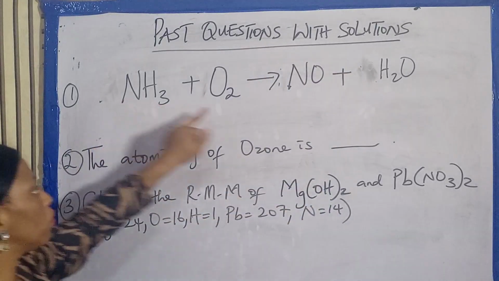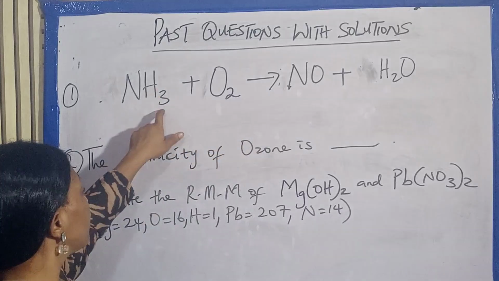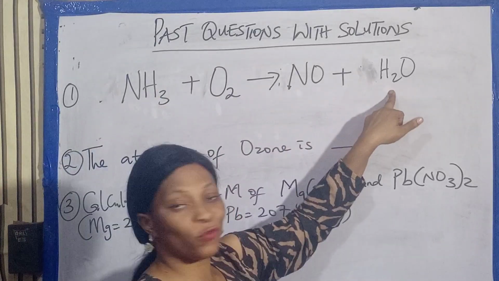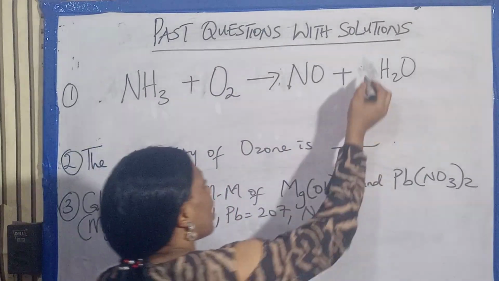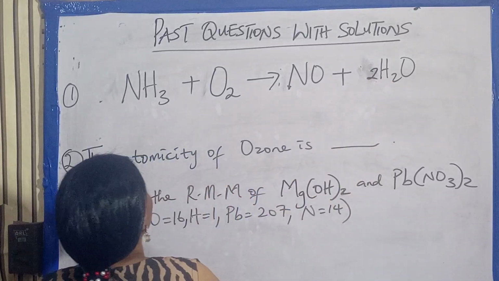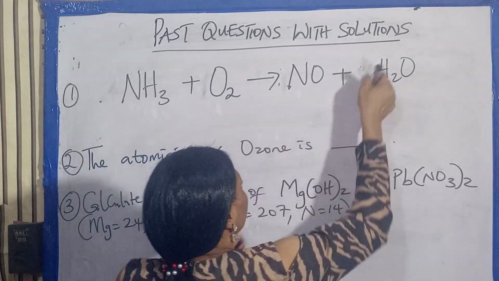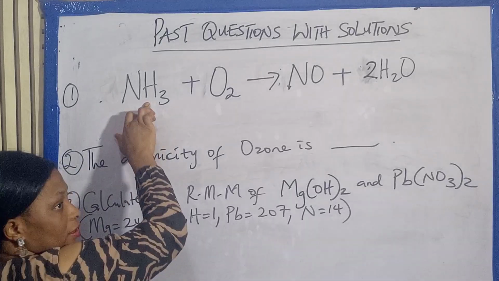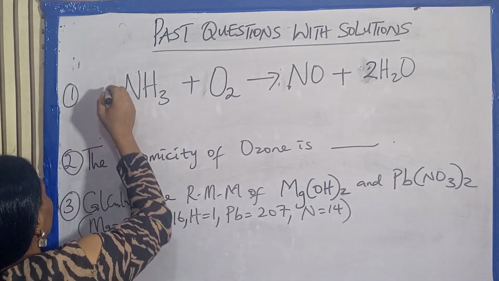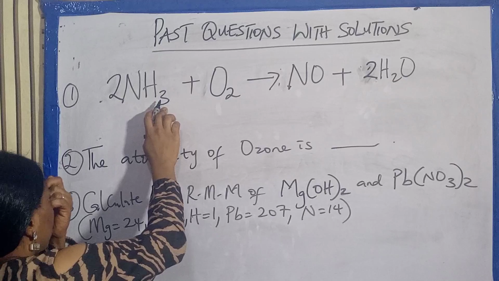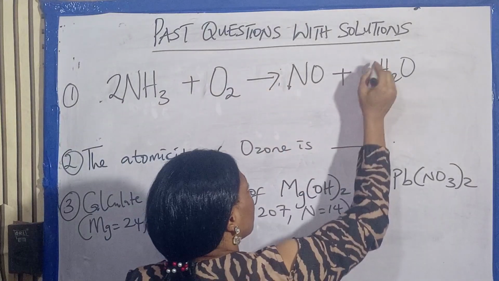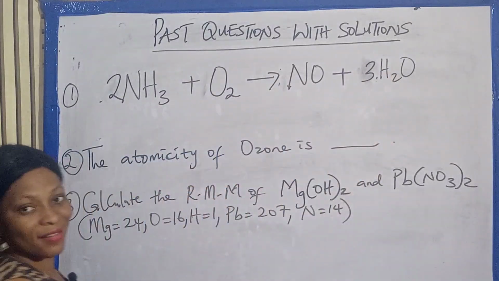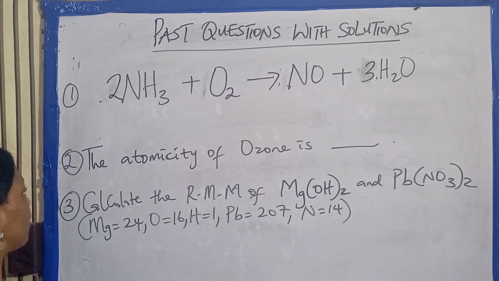Now, nitrogen is 1, nitrogen is 1. Hydrogen is 3, hydrogen is 2. So what do we do? Let's say we add 2 here. Then if we add 2 here, it will be 2 times 2, 4. Then hydrogen here is 3, it's still not balanced. So if we add 2 here, 2 times 3 is 6. So let's add 3 here so that it will be 6. 3 times 2, 6, it is balanced.